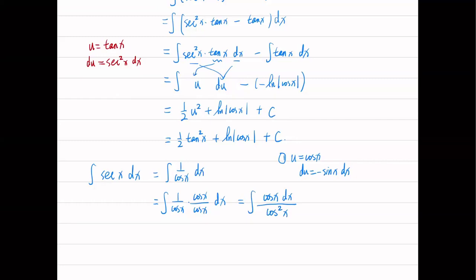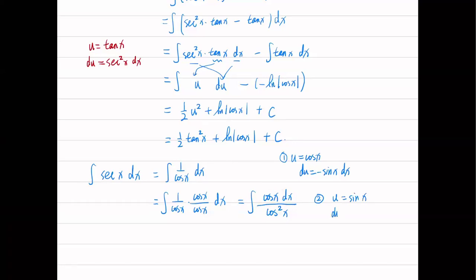Okay, that's the first attempt. Second attempt. Mr. Chen, now it's your turn. What substitution would you make if we integrate this one? We have cosine x dx. Okay, something with a derivative is cosine. Let's try if we want to make this work.